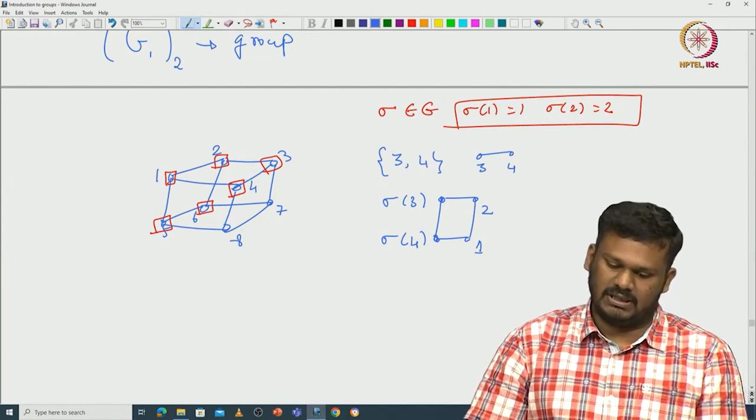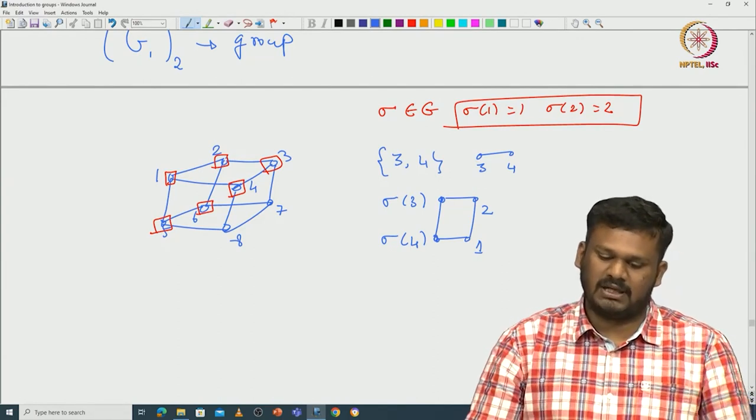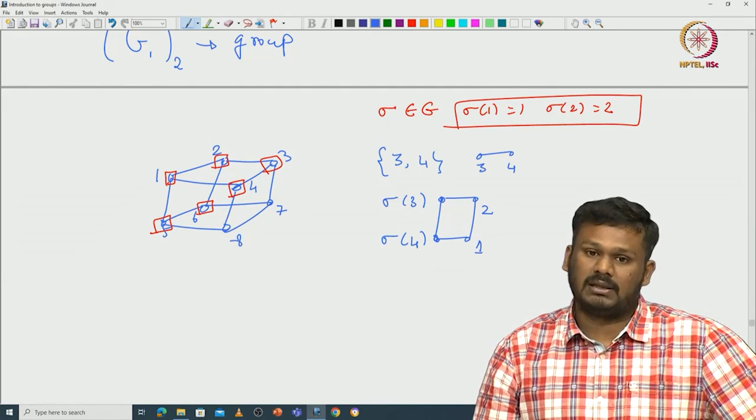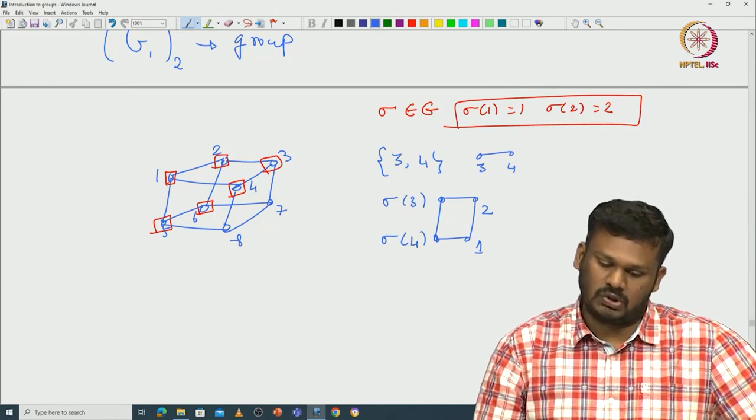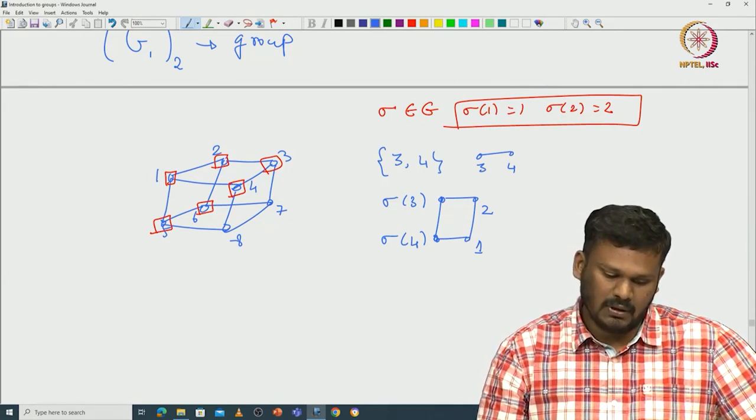1, 2 already has an edge. So, you should have a picture something like this. So, 1, 2, sigma 3, sigma 4. This kind of square should happen. Okay, that is the condition.